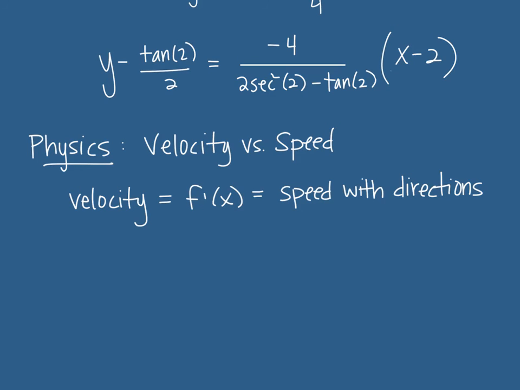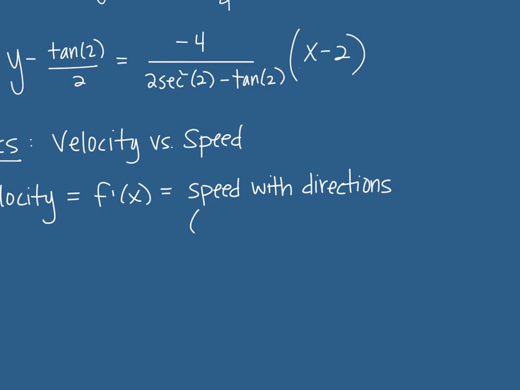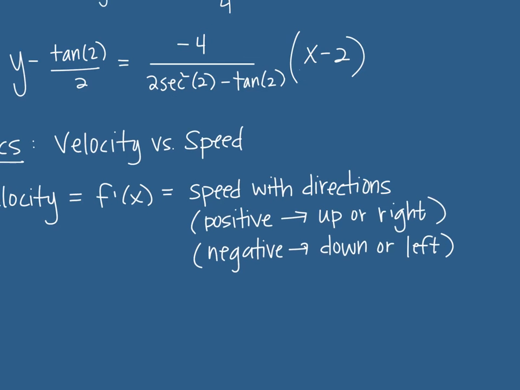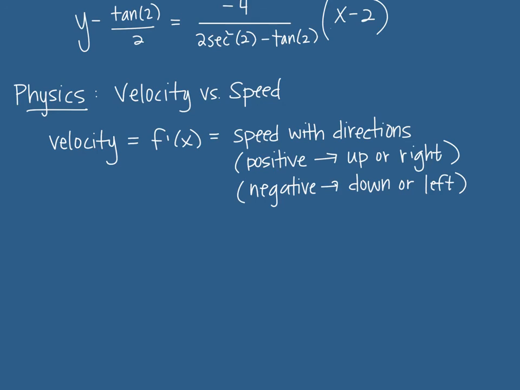So if it's positive, then the direction is either up or right, depending, but it's basically in the first quadrant if it's positive. If it's negative, then we're talking down or left. The difference between velocity and speed is that speed is the absolute value of the first derivative, and that will give you speed without direction.